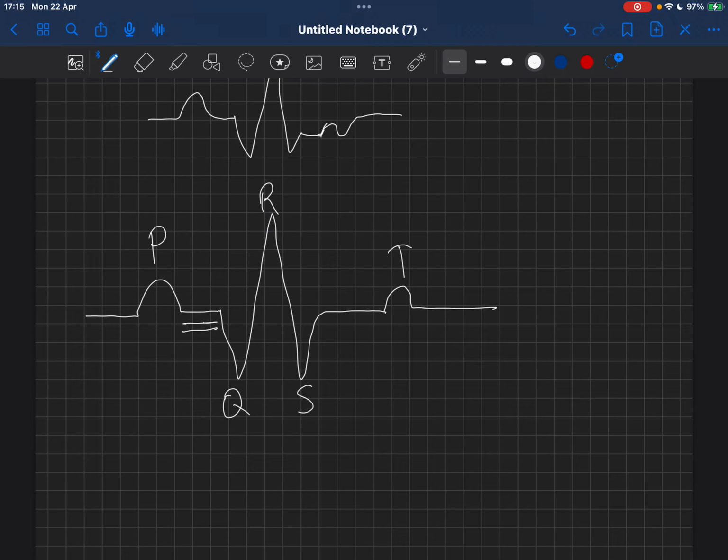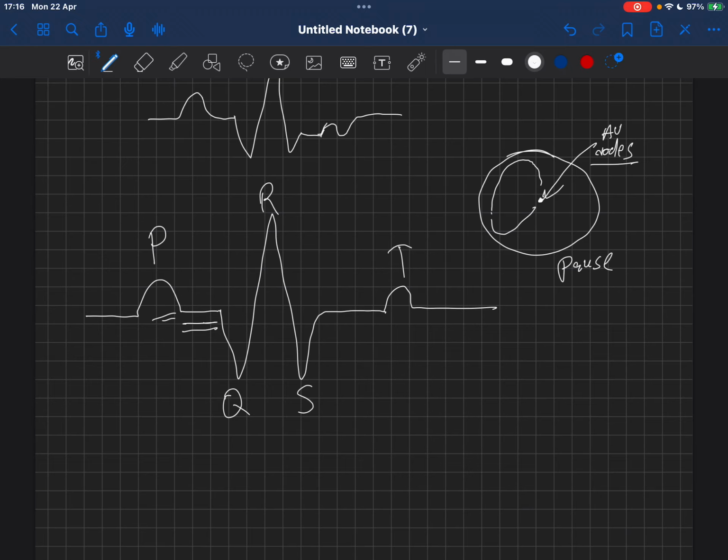It can be short, it can be long, but what does it mean? What does the PR interval mean? Why is it there? The reason is that when the signal comes through the SA node to the AV node, this is the P. But after this, it gets to the AV node, which sits here. And what happens in the AV node? There is a pause in the AV node.